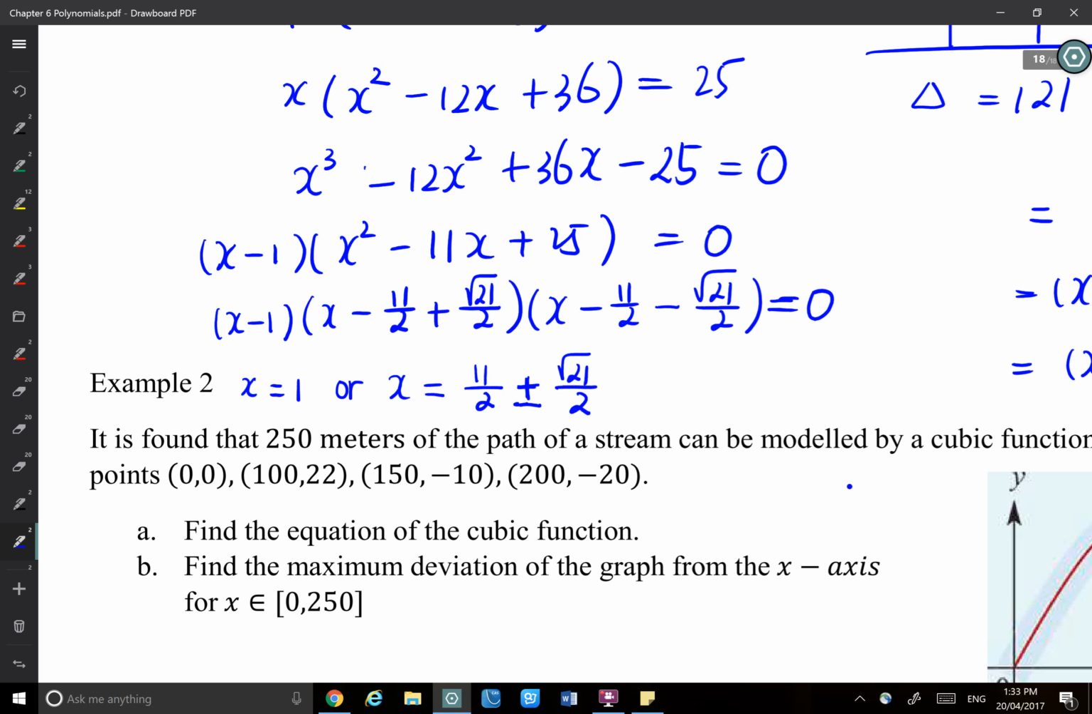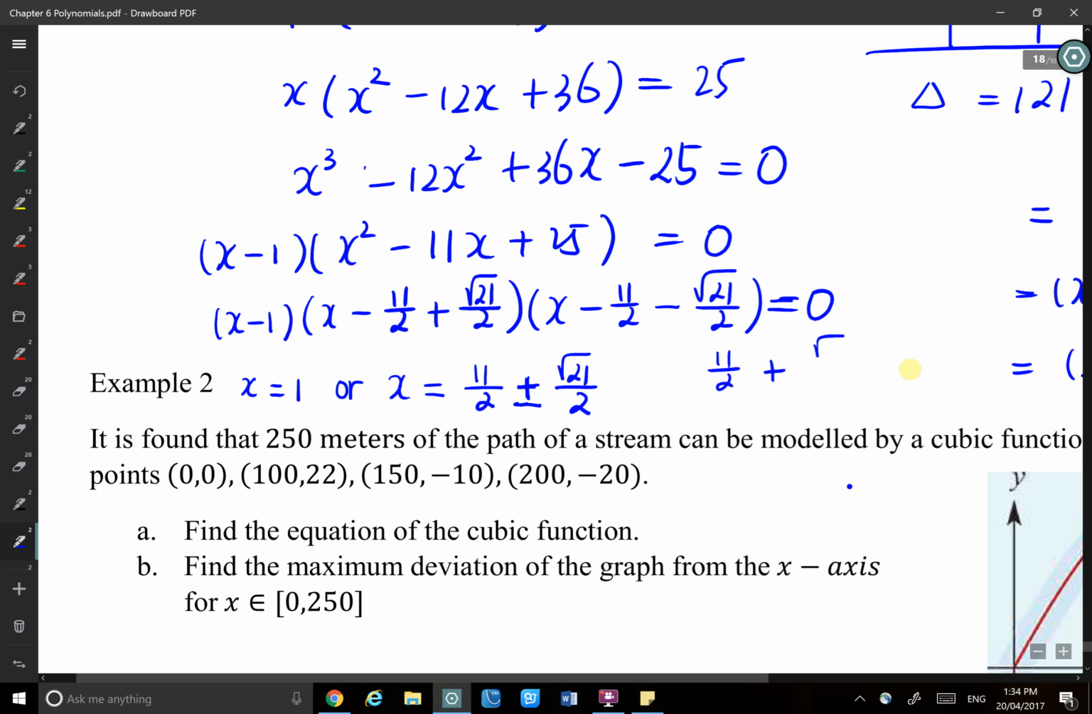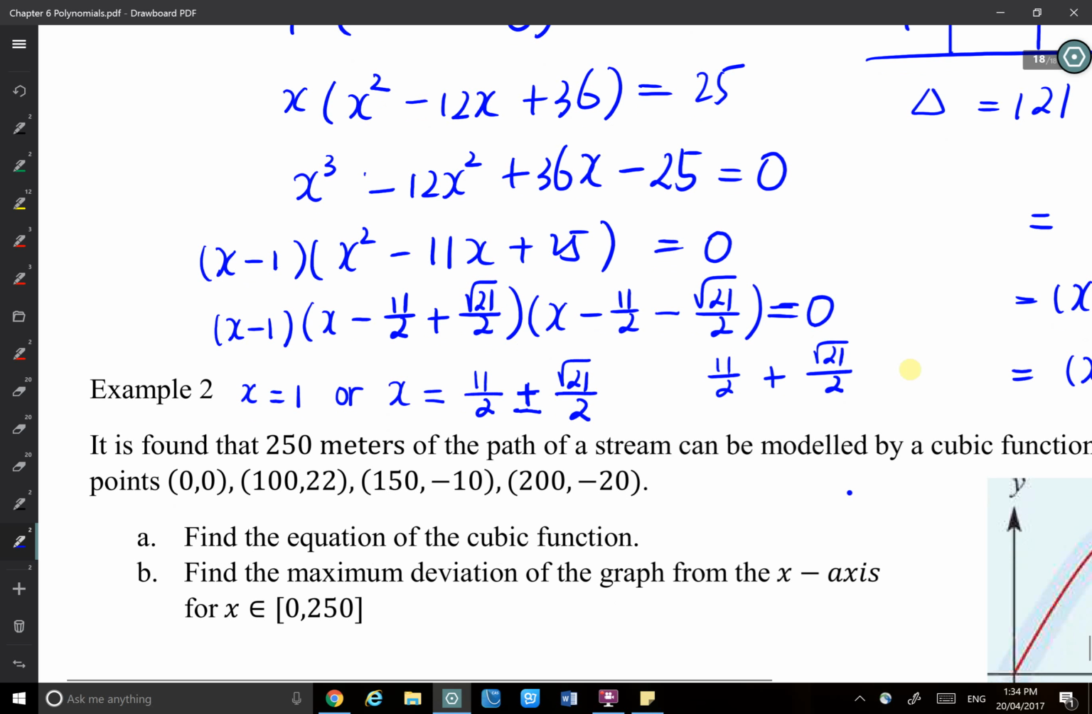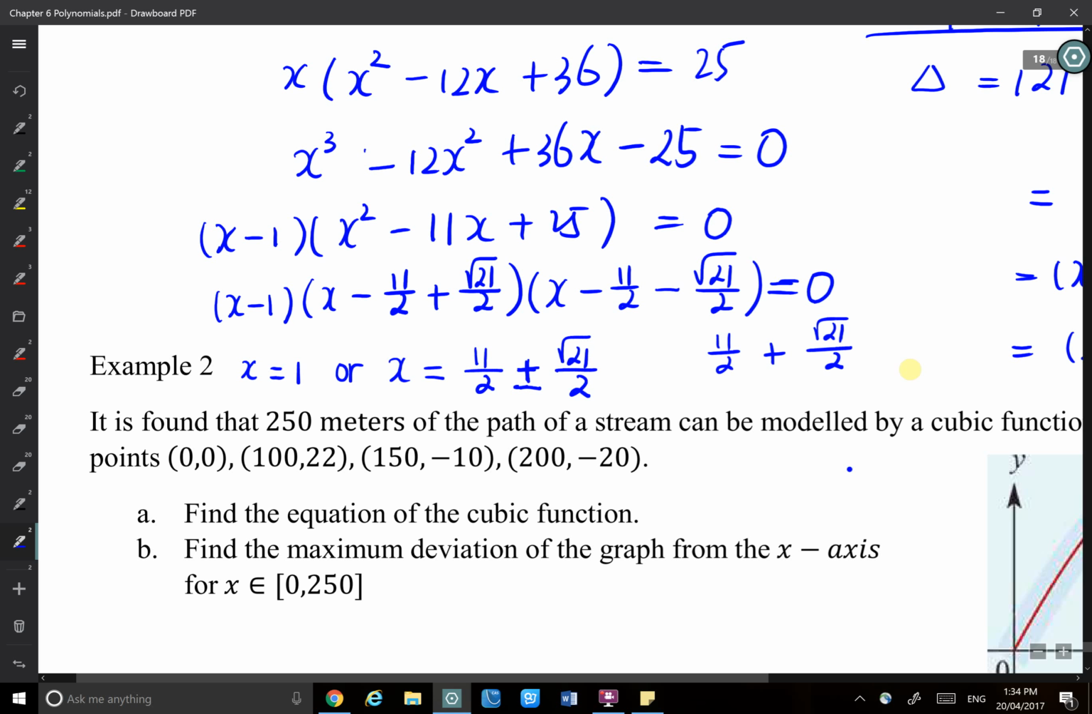Okay, let's have a think. 1 is definitely okay, right? 1 is in between 0 and 6. 1 is definitely okay. Let's think about 11 over 2 plus root 21 over 2. Is that alright? Why? Well, yes, that's the correct reason.